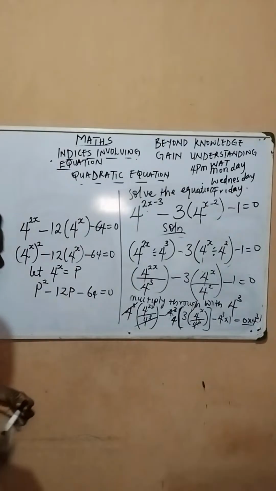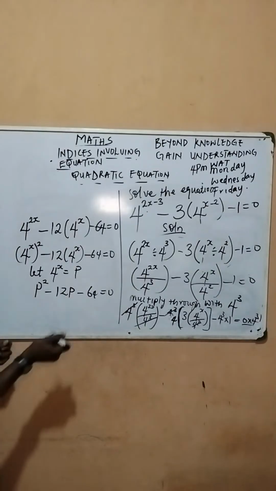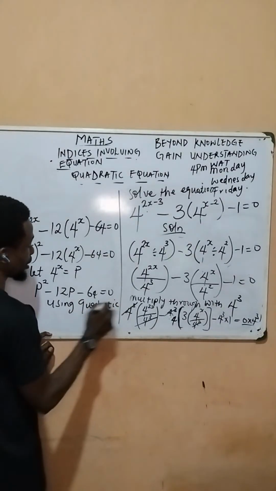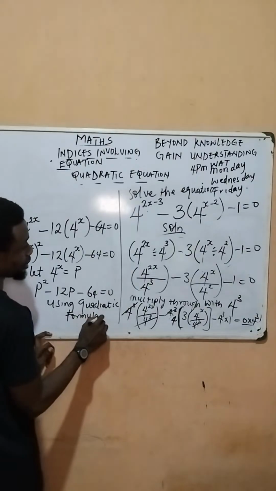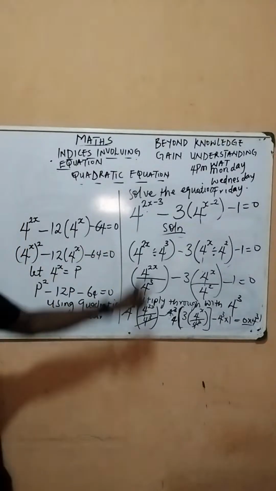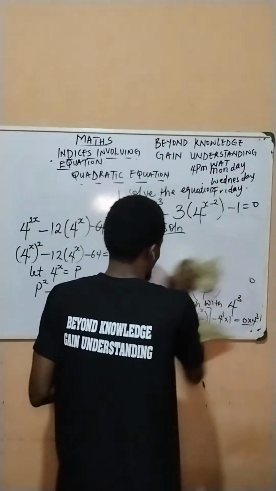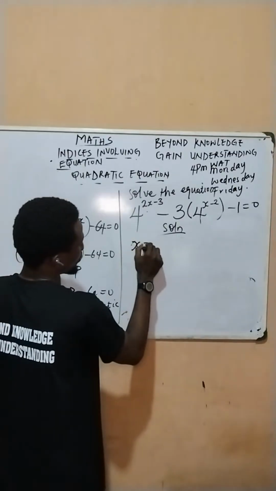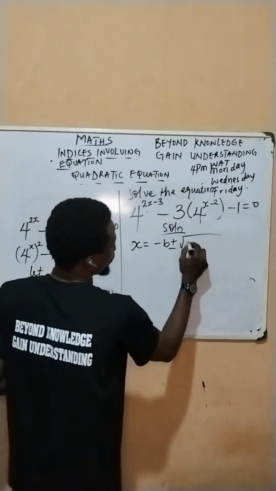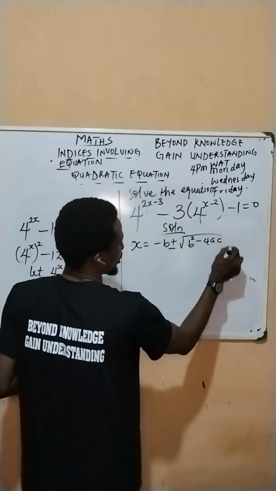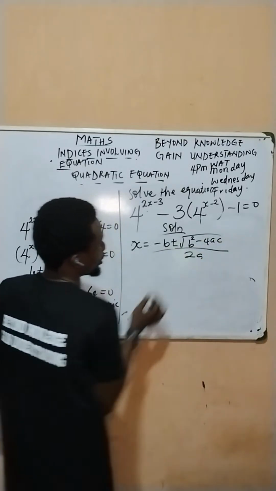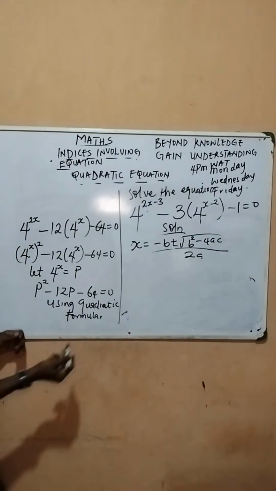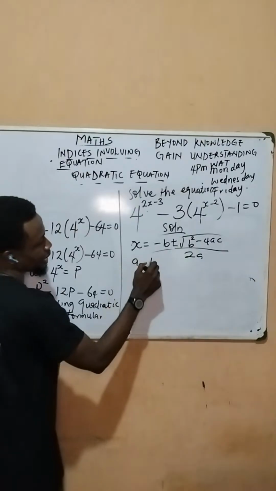Now that we've gotten to this stage, I want to use quadratic formula and solve this real quick. And I'll just say using quadratic formula. I'll clean up here, but I'll not clean the original expression. I'll just clean up here to continue. Using quadratic formula, which is x is equals to minus b plus or minus square root of b squared minus 4ac over 2a. And using quadratic formula to solve this, it is already a quadratic equation. So our duty is to identify what is our a, b, and c.